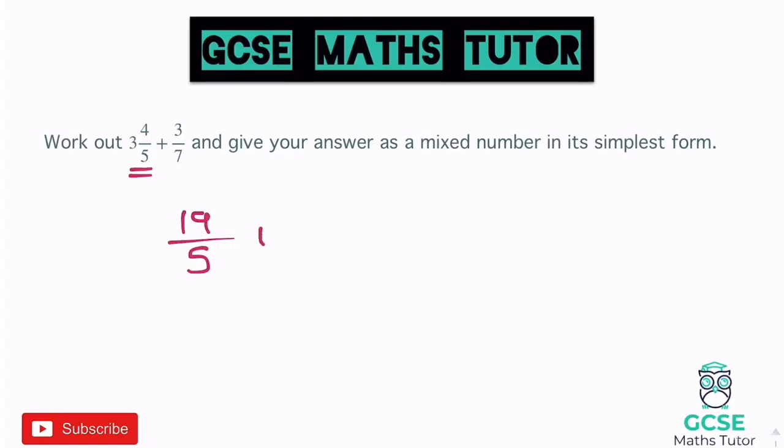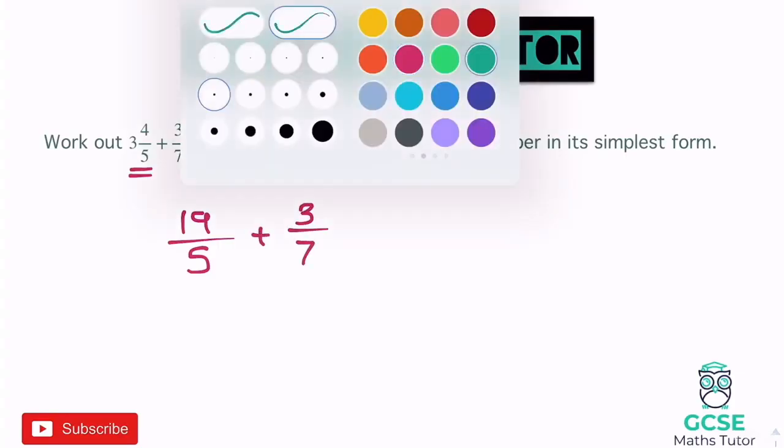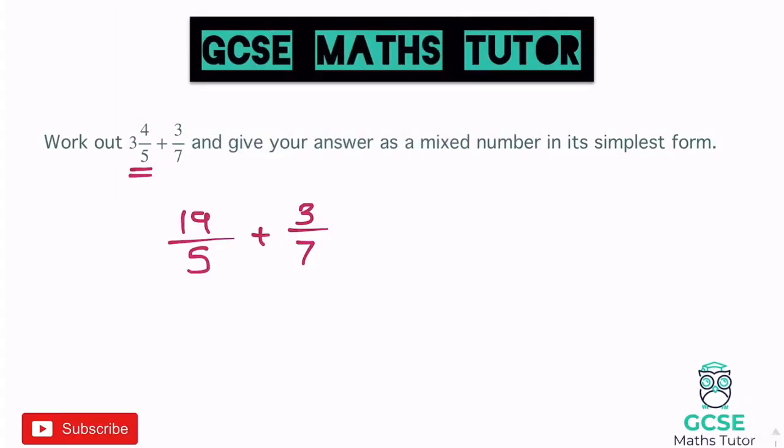And we're going to add that to the 3/7. Now when it comes to adding and subtracting, we need to have a common denominator. So we need that number on the bottom to be exactly the same. Now that means that we can multiply both fractions here, as long as whatever we do to the bottom, we also do to the top. We can make equivalent fractions with a common denominator. So thinking about 5 and 7, the lowest common multiple of those is 35.